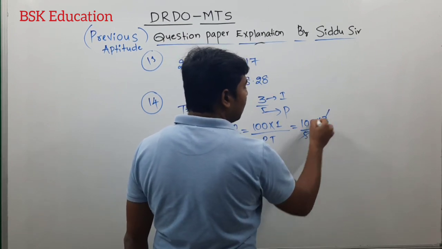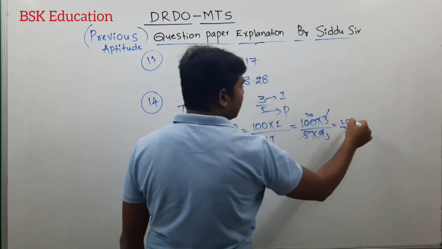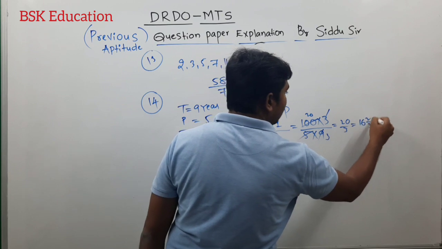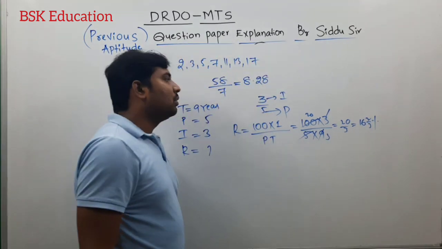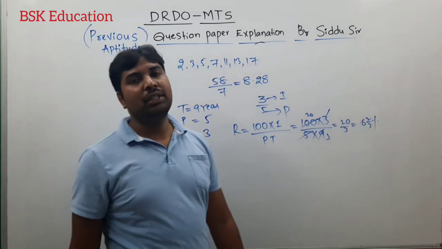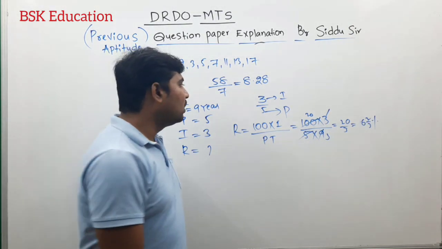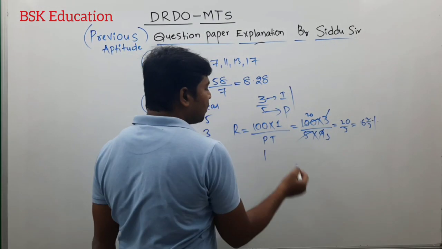So 3 3s are 9, 5 20s are 100. So 20 divided by 3 percentage is nothing but 16 2 by 3 percentage, that is 6 2 by 3 percentage. 3 into 6 is 18, plus 2 is 20, divided by 3 percentage is nothing but simple. You have to take.